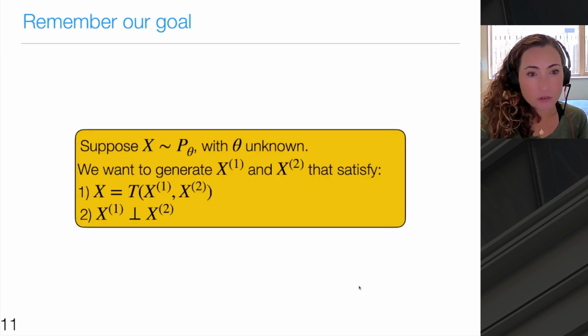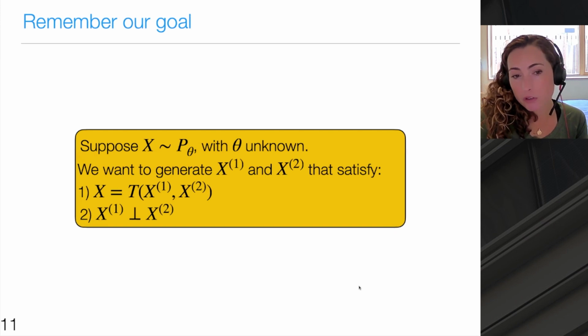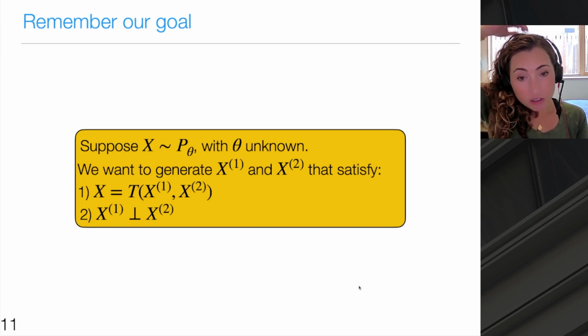But before that, I just want us to remember what our goal is. So our goal is that we're starting with x distributed p sub theta, where the distributional family p is known, but theta is an unknown parameter. And we want to generate x1 and x2 such that I can reconstruct x using x1 and x2 with some function t, and also x1 is independent of x2.